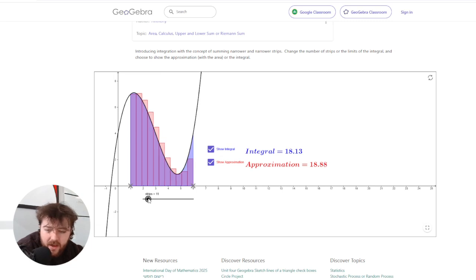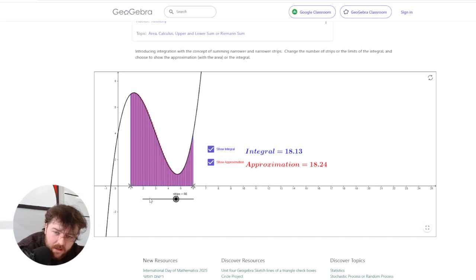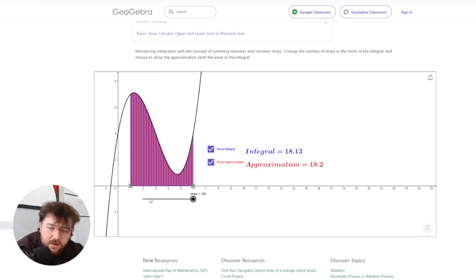If I keep increasing the number of strips so the width is so small, look here, if I keep adding and adding more, the closer and closer I get to my actual answer.